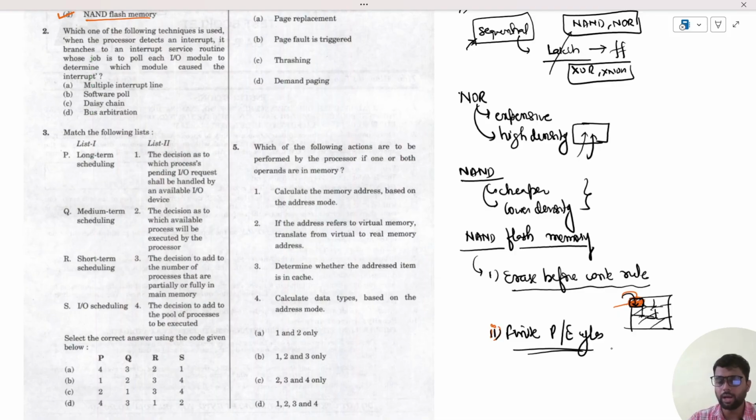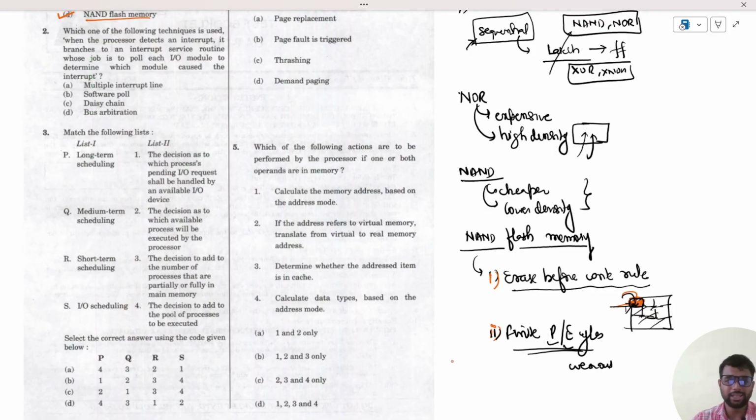So if you are storing a large number of data, you have to erase the data, then again write the data, and you are doing this multiple times. That is, you are erasing the data and writing the data again. This is known as the programming and erasing cycle. There is a finite number of times that you can do that. After that, the device will wear out. So these are two limitations of the NAND flash memory. Number one is the erase before write rule, and number two is the finite program erase cycle.